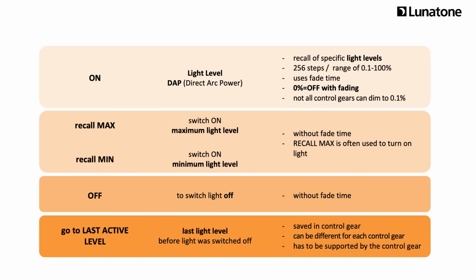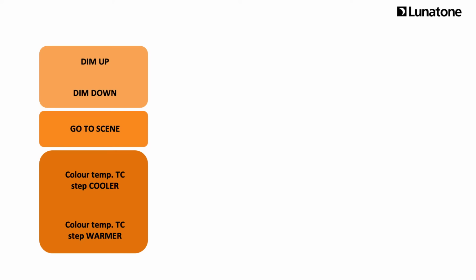When sending go to last active level, the control gears go to the value they used to have before they were switched off. The last active value is saved in the control gear itself before switching off, so the value can be different for each control gear. Please note that not all DALI control gears support this function, while DALI-2 control gears have to support it.